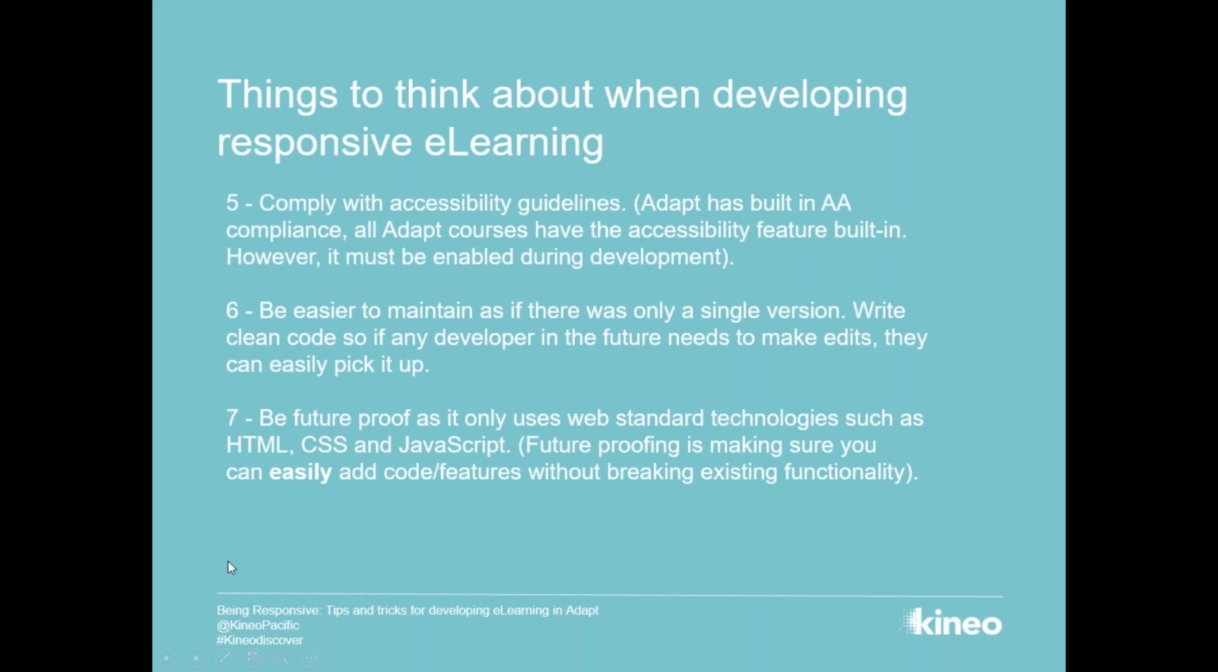Now, I'm just going to quickly brush over this point, but be easier to maintain as if there was only one single version of the code. Writing clean code is essential in the developer world. Clean code is a reader-focused development style that produces code that's easy to write, read, and maintain. Also, writing code that is future-proof is essential.